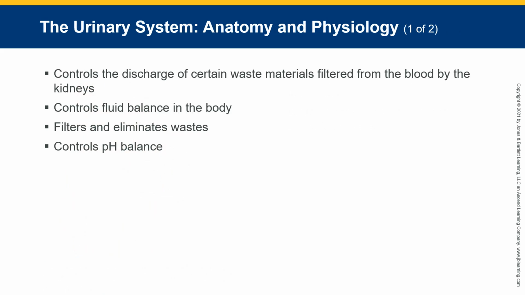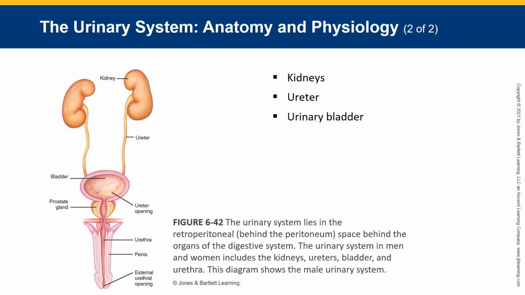All right, urinary system. It controls the discharge of certain waste materials filtered from the blood by the kidneys. So it controls fluid balance in the body, filters and eliminates waste, and controls pH balance. This is all about balance. Trying to keep homeostasis, which is balance. Trying to keep your pH balanced, trying to keep your fluids balanced. The body wants to stay in balance. The urinary system contains your kidneys, your ureters, and your urinary bladder.